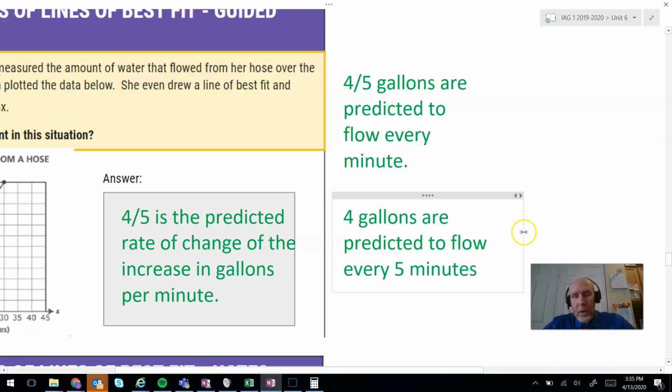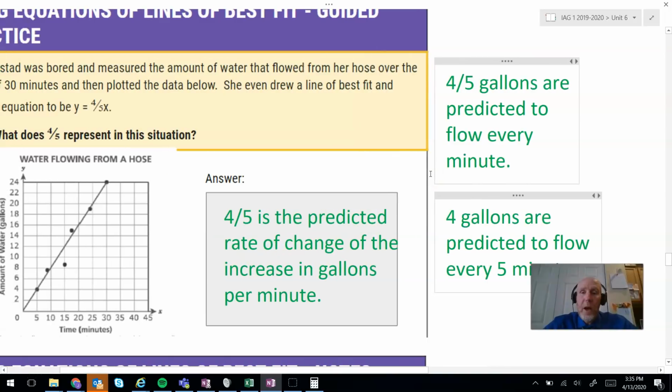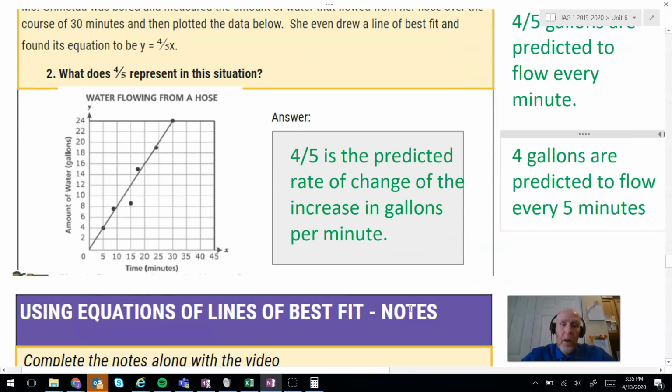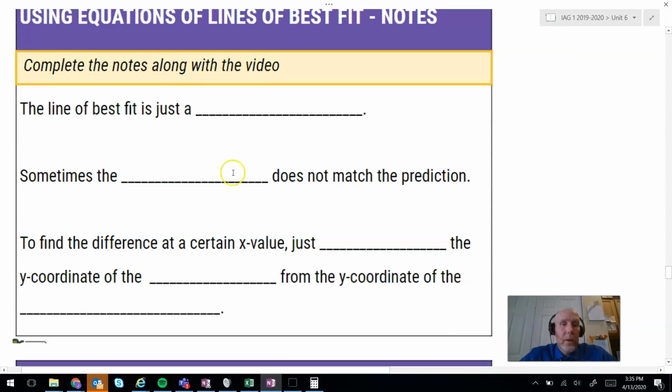Okay, again, this is an older concept that we've used before, but it's now bringing in the word predicted, because when we're talking about lines of best fit, those are predictions, not actuals. And then lastly, the line of best fit is just a prediction. Sometimes the actual does not match the prediction. So if somebody's asking us the difference between the actual value and the prediction, all we need to do is subtract the y-coordinate of the point from the y-coordinate of the line of best fit.